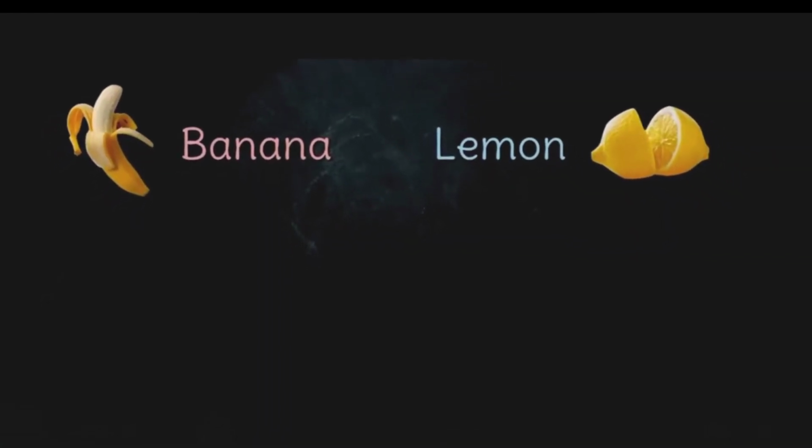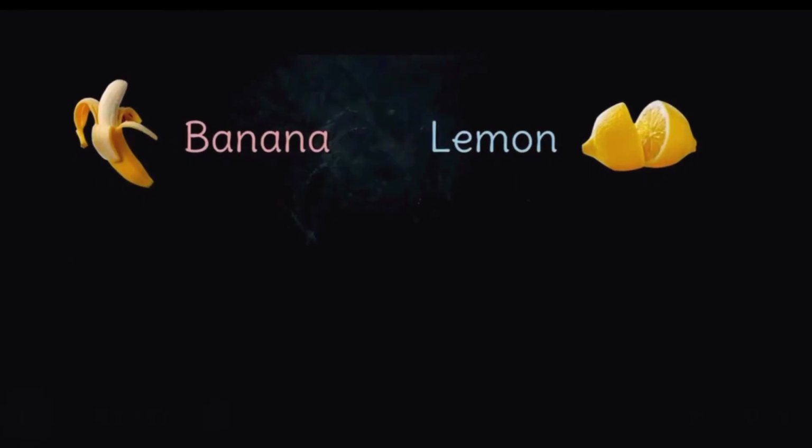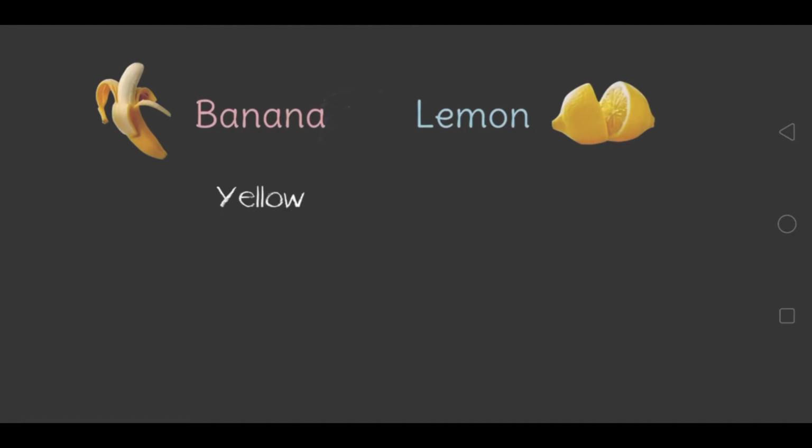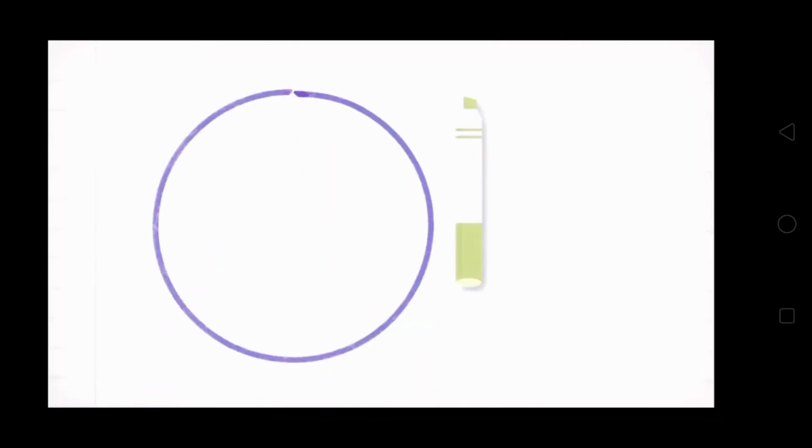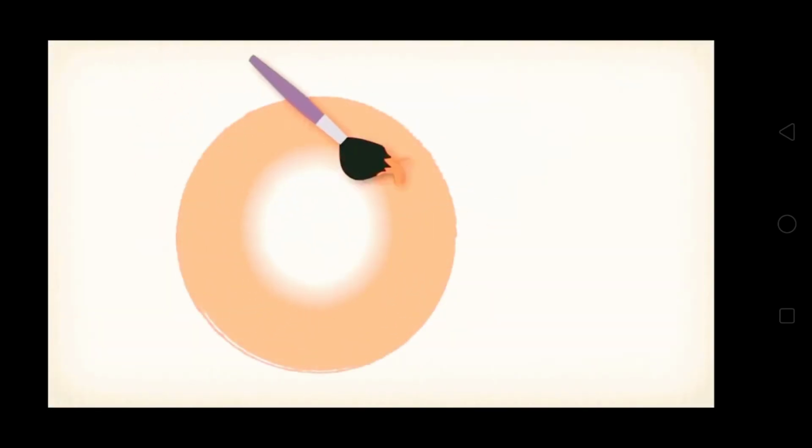For example, I have a fruit, a banana, and a lemon. So, can you give me the characteristics of a banana? Yellow, smooth, sweet, fruit. What about a lemon? Fruit, yellow, sour, bumpy. Very good.